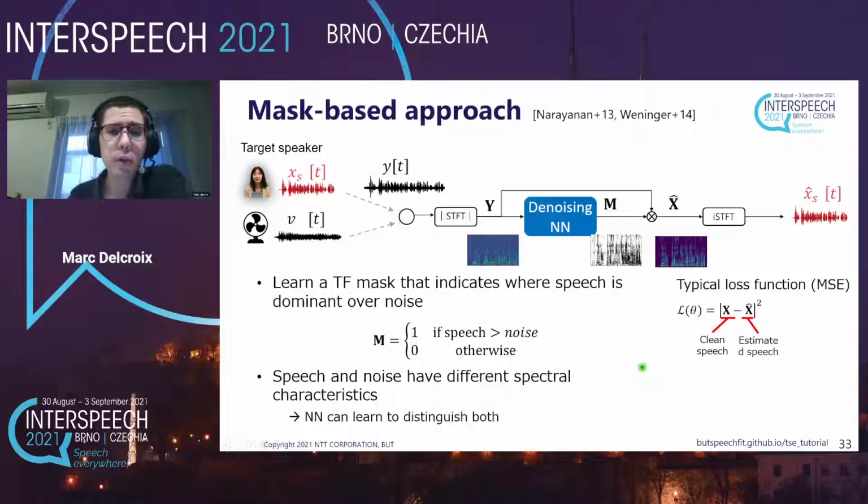And actually, the neural network can learn pretty well to distinguish speech from noise because both signals, the speech and the noise, have very different spectral characteristics. So if we train the system with a sufficient example of noisy speech, it can learn to capture and discriminate the two and output only the clean speech signal.